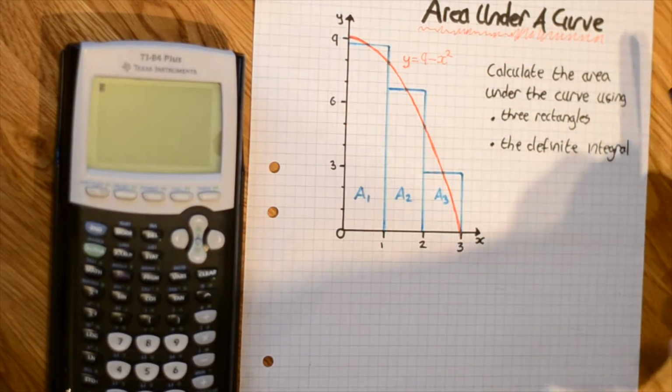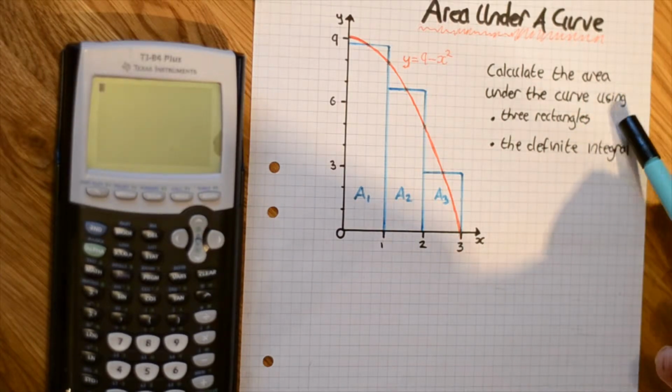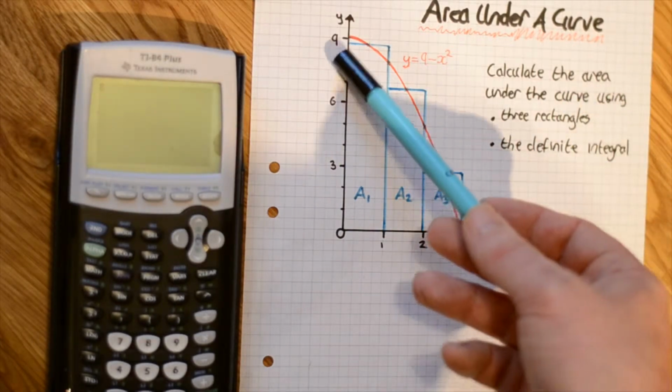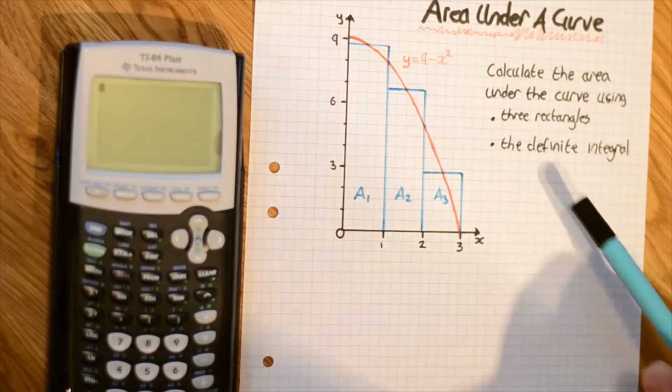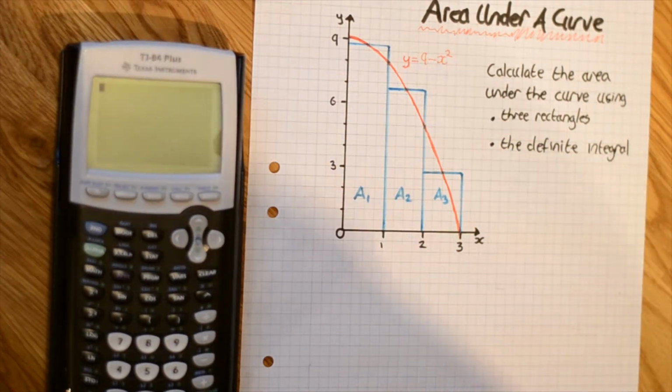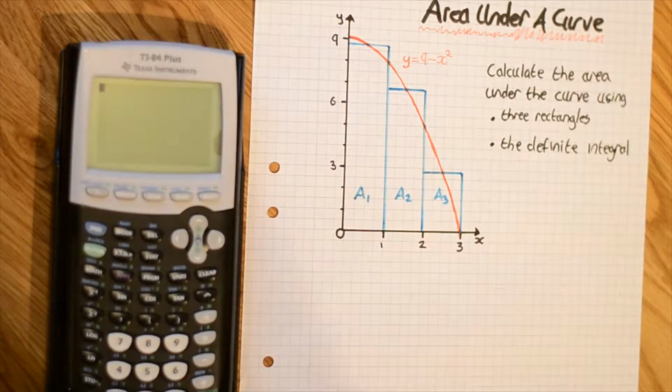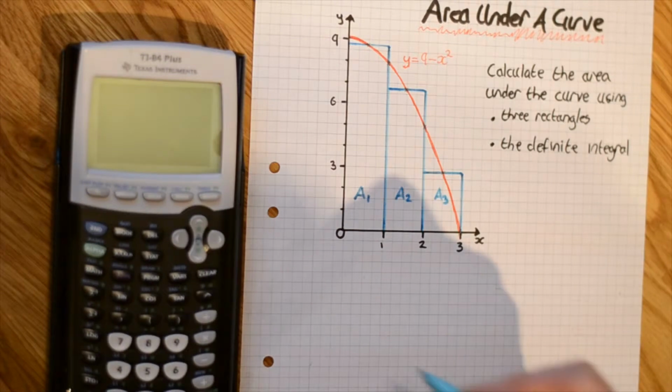We're going to do that in two ways. First, we're going to calculate the area using three rectangles, area 1, 2, 3. Then we're going to calculate the area using the definite integral. Let's have a look at calculating the area using the three rectangles.